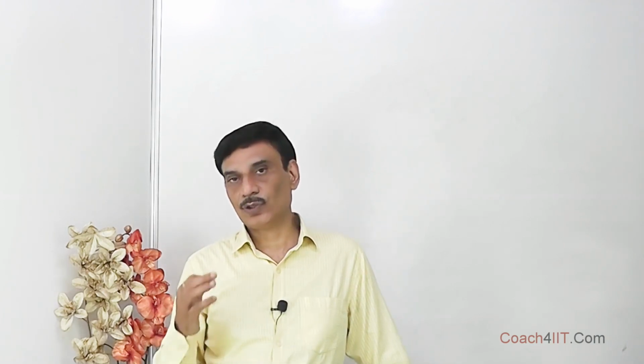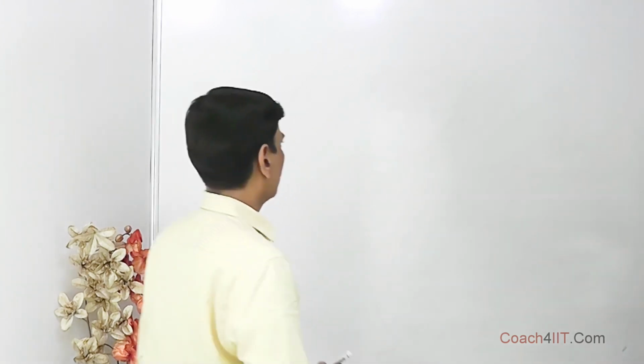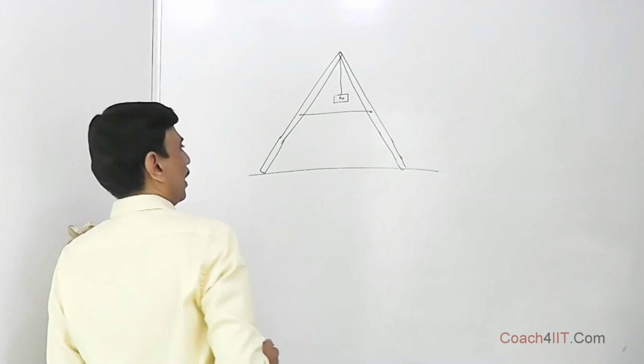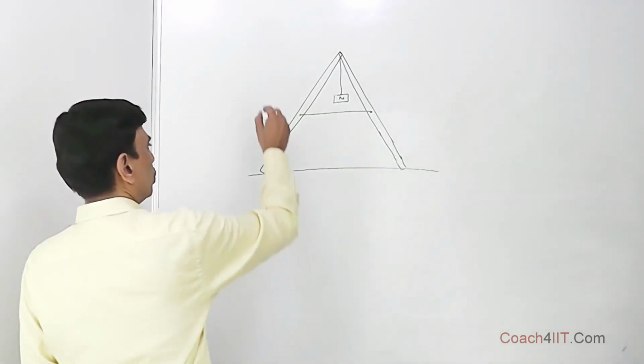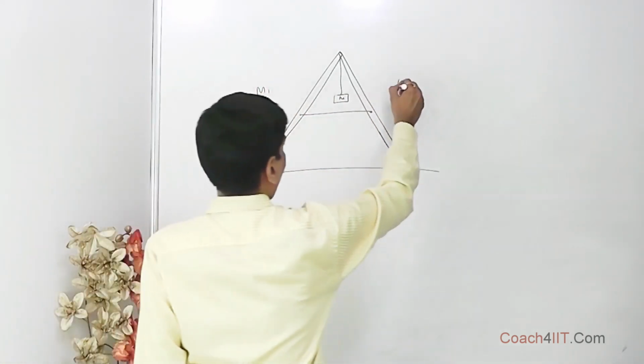Now let's move one step ahead, and let's consider these two rods not as massless but having some mass. Or let's say these two rods are of different masses. Then how can we proceed about it? So if we draw the diagram, let's say these two rods have masses m1 and m2.